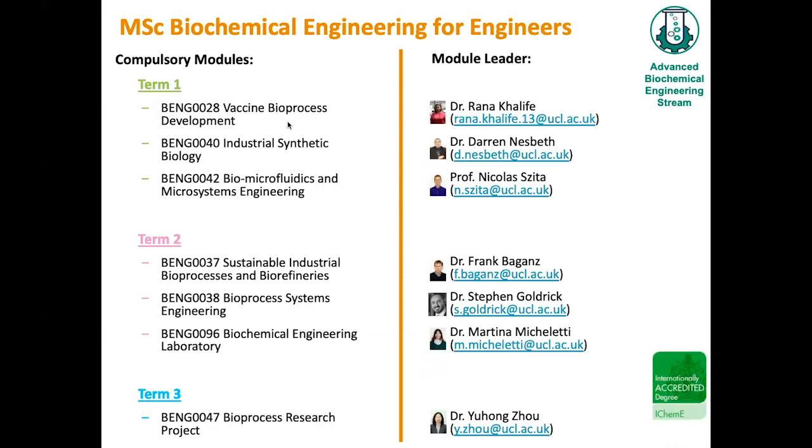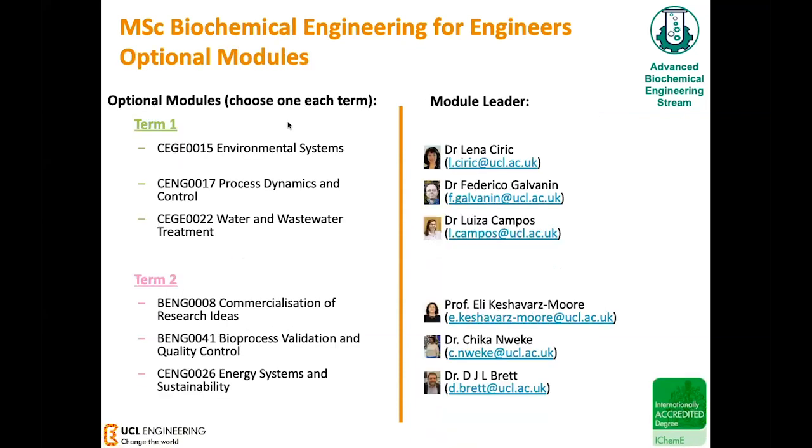And I'll just briefly go through the biochemical engineering route. I'm guessing we probably don't have anyone that would be interested in this online right now. But basically, term 1 is vaccine. So the aim here is to go in depth. So you have a background in biochemical engineering, you know the fundamentals, and the aim here is to provide depth and breadth of the discipline. So you do vaccine, synthetic biology, and microfluidics in term 1, and then term 2 and term 3 are identical to the engineering route. And you have some optional modules in term 1 and term 2 as well.